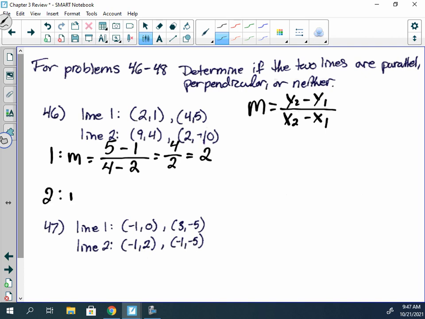Line 2, slope. So we have 4, 9, 4, and 2, negative 10. So we can say negative 10 minus 4. And since I chose negative 10 first, we would have 2 minus 9. Well, negative 10 minus 4 is negative 14. 2 minus 9 is negative 7. Well, negative 14 divided by negative 7 is 2.